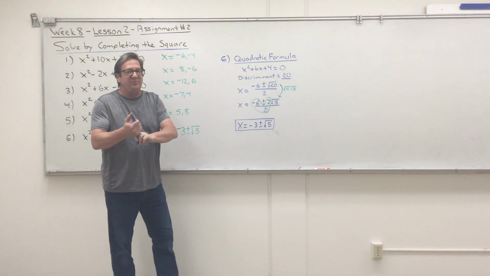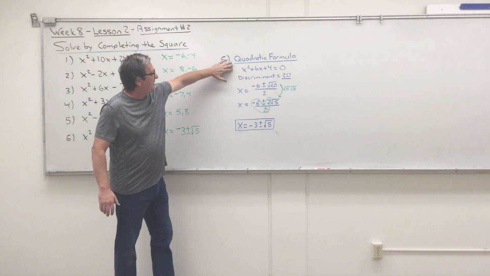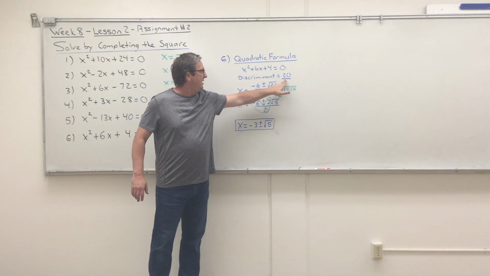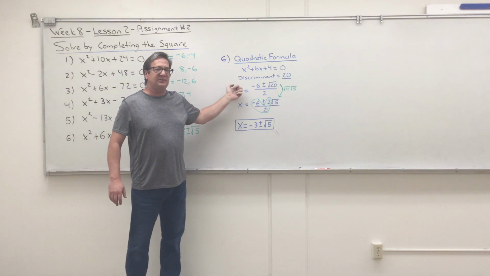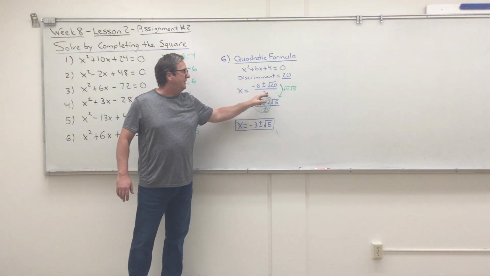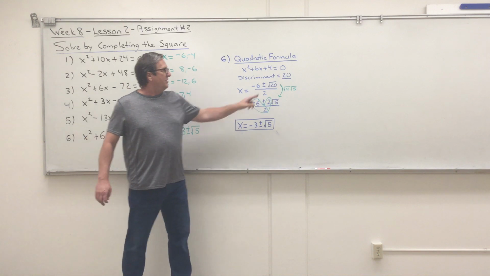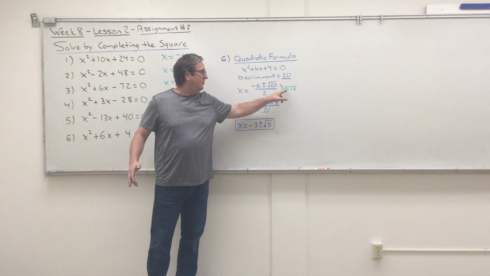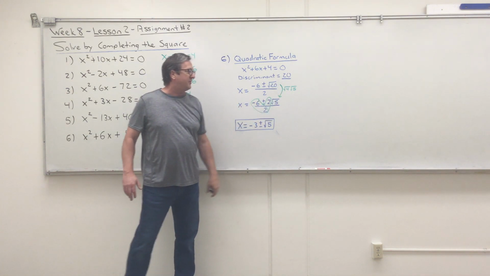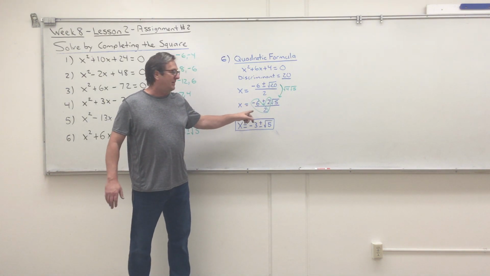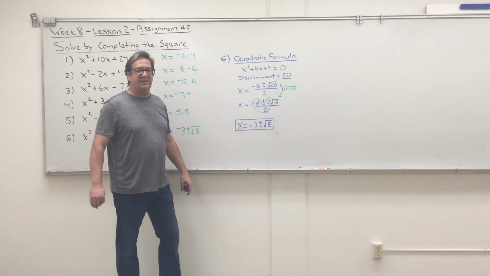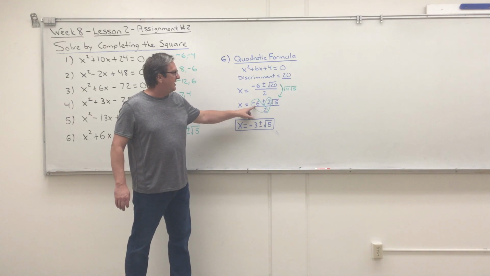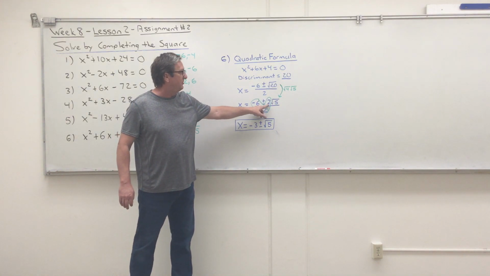By the way, it won't factor. Had we done the quadratic formula, you would have gotten a discriminant of 20. And we would have gotten -6 plus or minus the square root of 20 over 2. The square root of 20 would have simplified to 4 times 5, or the square root of 4 is 2, 2 radical 5. So it would be -6 plus or minus 2 radical 5 over 2. But guess what? 2 goes into -6, and 2 goes into 2.